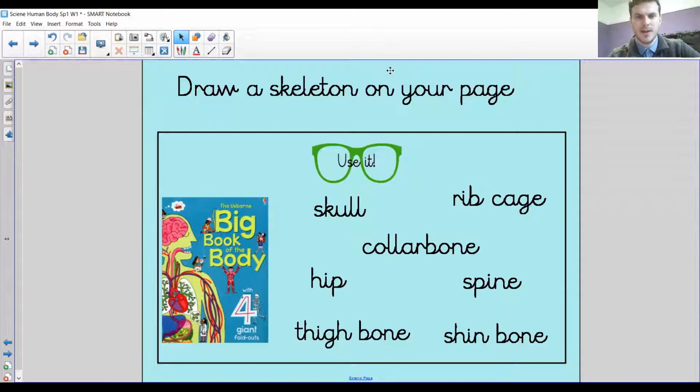Where is the skull? That one might be quite an easy one. I think spine might be quite easy. I think the hardest one in here might be your collarbone. That's a pretty tricky one. So pause the video while you do that now, please, and then we'll have a look together.